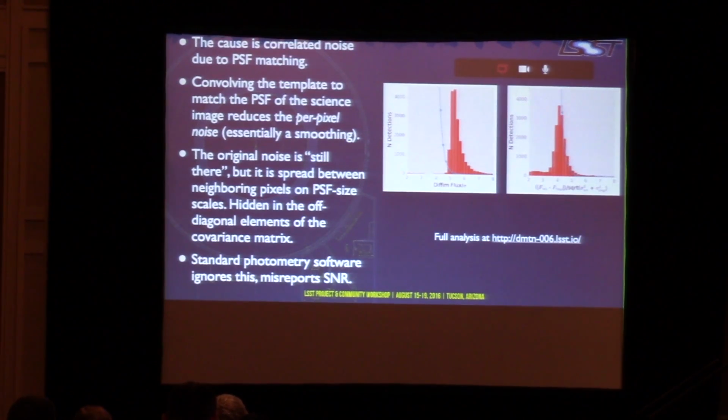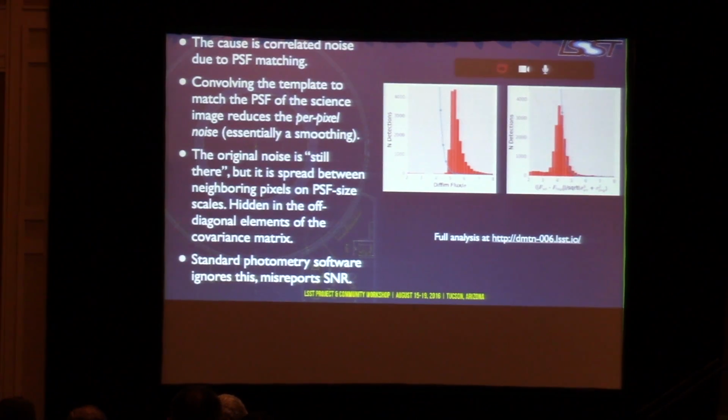This is the result of correlated noise in the images after we've done the PSF matching. When we take a template image, we convolve it with a matching kernel. That's essentially a Gaussian smoothing operation, and a Gaussian smoothing operation lowers the per-pixel variance in that image, but it doesn't eliminate the noise. The noise is still there on PSF-size scales.